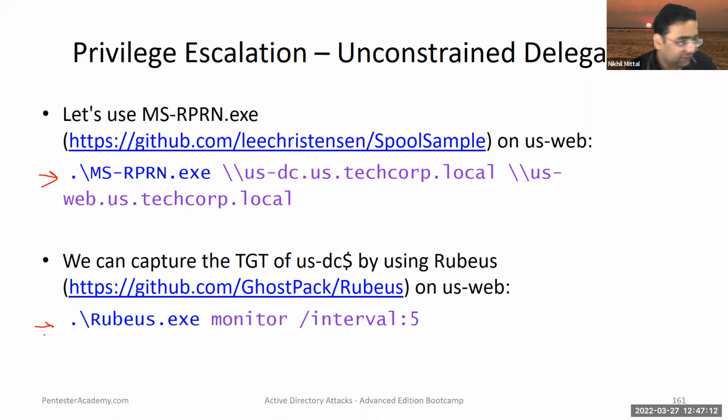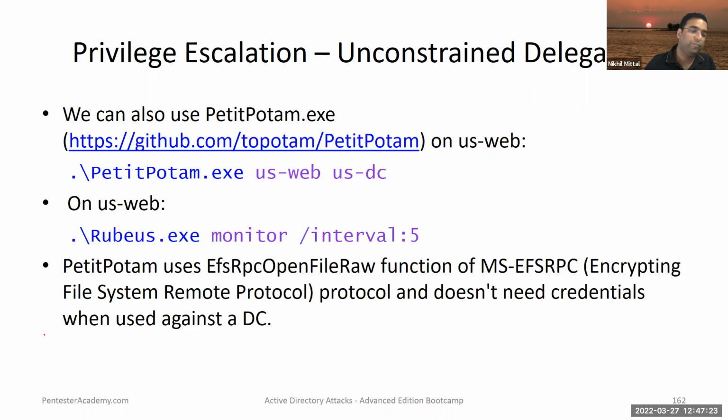Now, because the printer bug has been around for a few years now, many organizations have started disabling the print spooler service on their DCs. So you can use PetitPotam. What PetitPotam abuses is the function EfsRpcOpenFileRaw of MS-EFSR, the Encrypting File System Remote Protocol. So you can also use the PetitPotam command to trigger a forced authentication. Please note that for the DC, you don't even need credentials to trigger it.